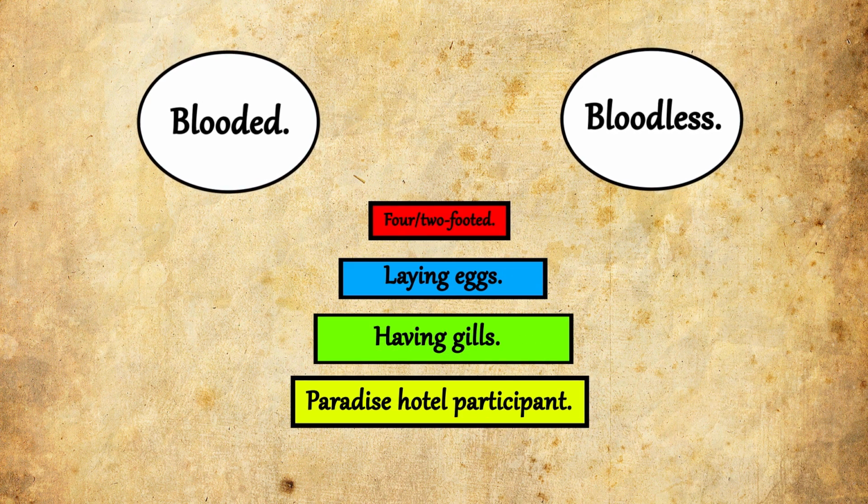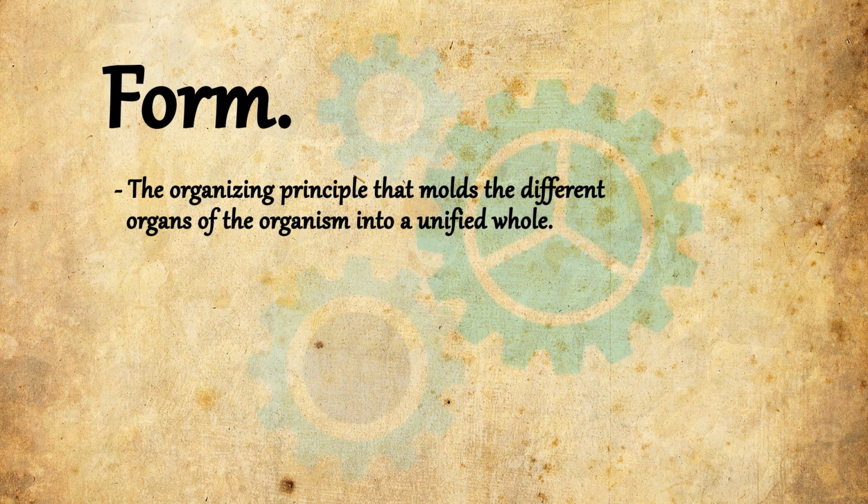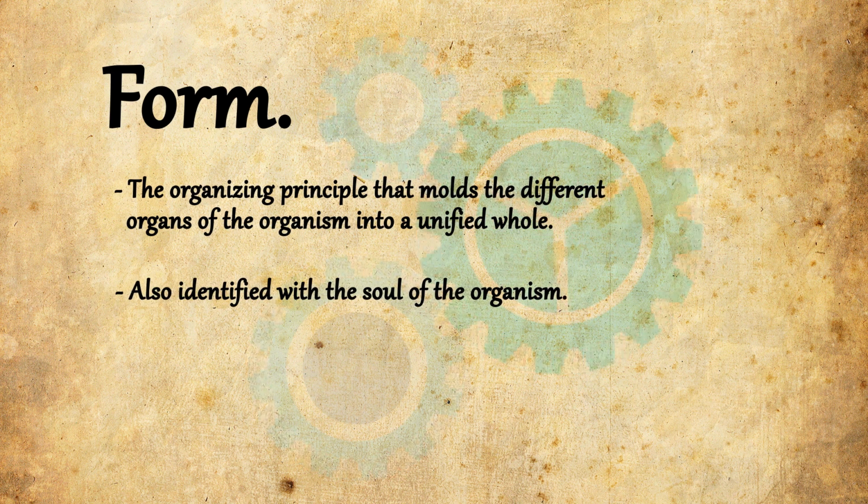Each living organism is constituted of matter and form, with the form being the organizing principle that molds the different organs of the organism into a unified whole. This organizing principle of the form was identified by Aristotle with the soul of the organism, and from that it follows that every organism that exists has a soul. However, as you may realize, this view of the soul is rather different from how people commonly think about it.